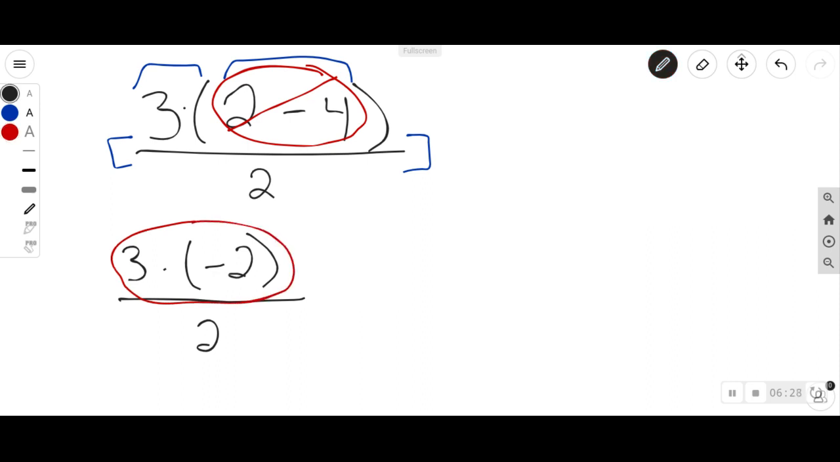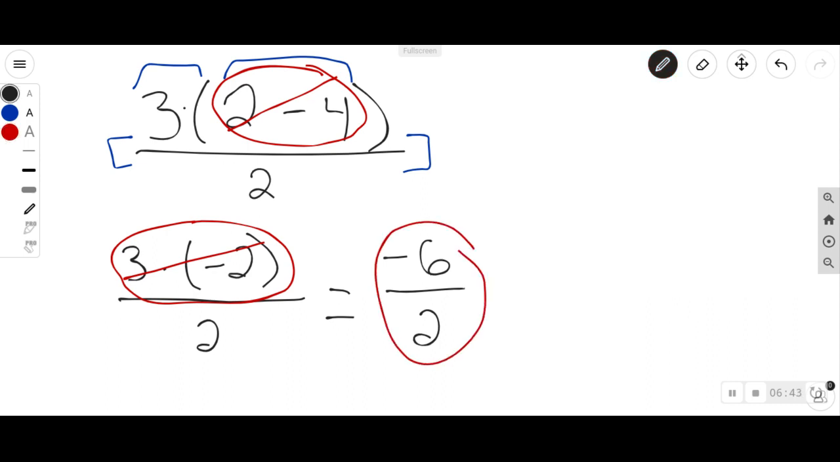So I'm going to do 3 times negative 2, that's going to be negative 6 divided by 2. So this is gone. Now we just have this left. That's our last step. Negative 6 divided by 2 is negative 3. So that's gone. So that gives us our answer of negative 3.